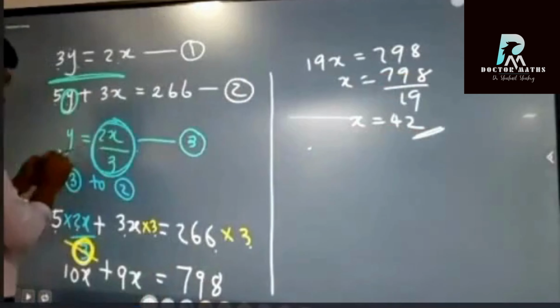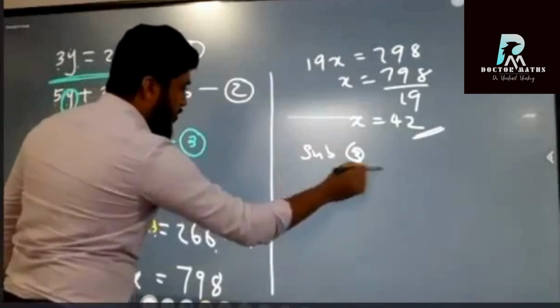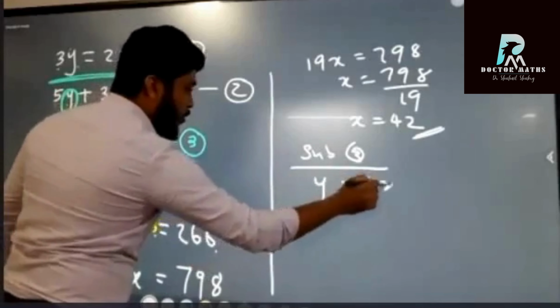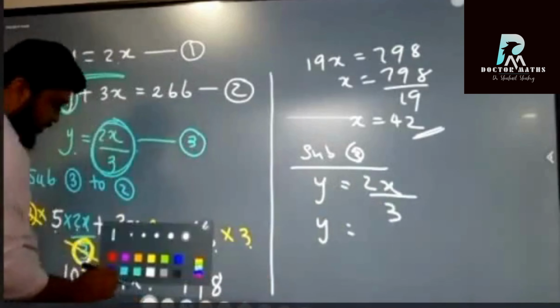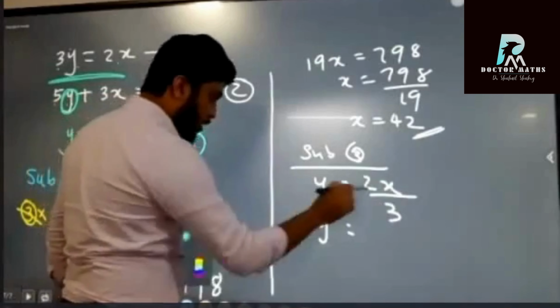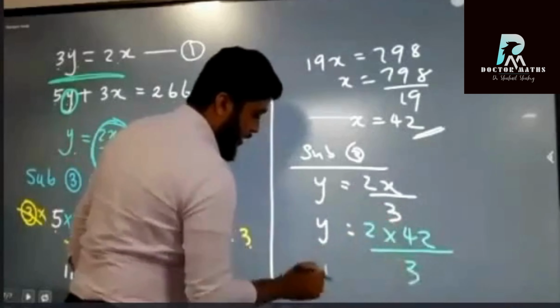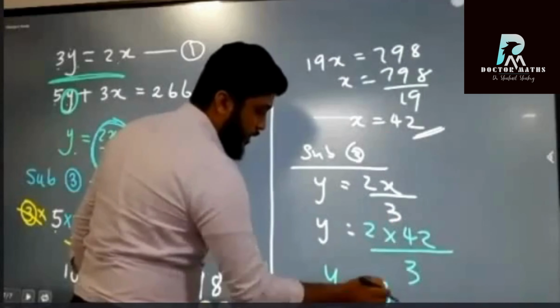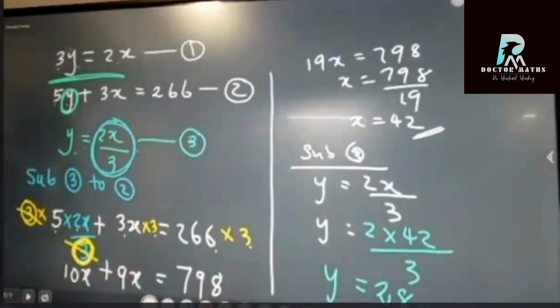So I can use the first formula again. First, I can use directly the second formula here, third formula, sub 3 to 2. y equals 2x over 3. So I can use y is equal, I can use 2 here, x means 42 divided by 3. Directly I can use, y is equal to 28. Which one is easy? Which one is easy?